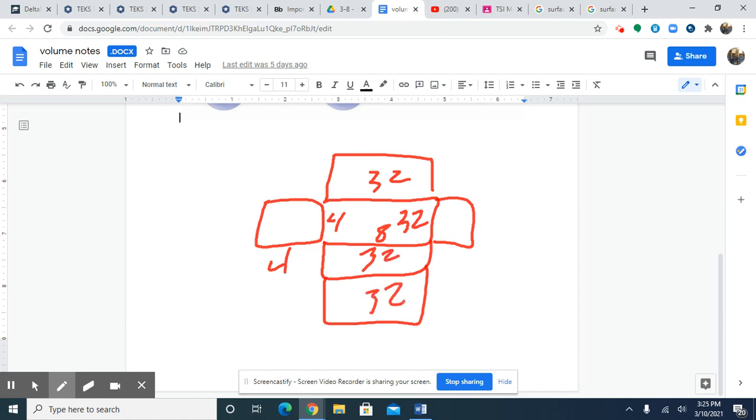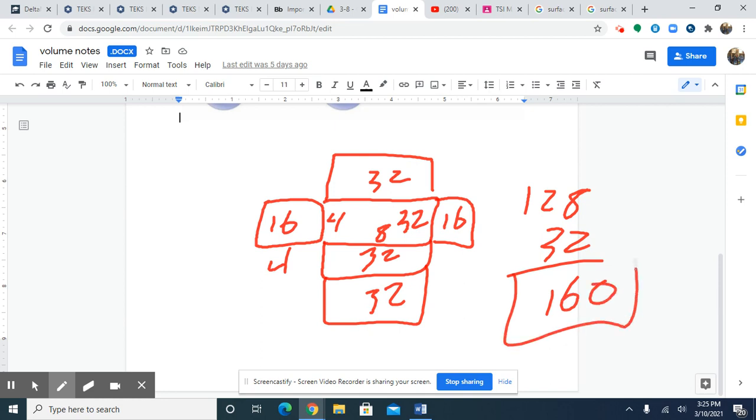And then the ones on the end are actually squares because they have the same sides. So that's 4 times 4, which is 16. So this is 16. This is 16. So in total, we have 32 plus 32 plus 32 plus 32 plus 16 plus 16. So 32, 32, 32, that's 128. And then 16 and 16 is 32. So adding those two together, we have a total of 160. And that's the surface area.